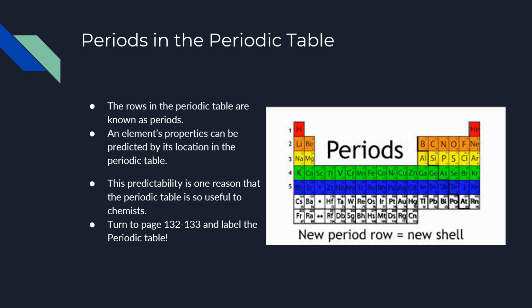Periods in the periodic table. The rows in the periodic table are known as periods. An element's properties can be predicted by its location in the periodic table. This predictability is one reason that the periodic table is so useful to chemists. Turn to page 132 and 133 and label the periodic table.